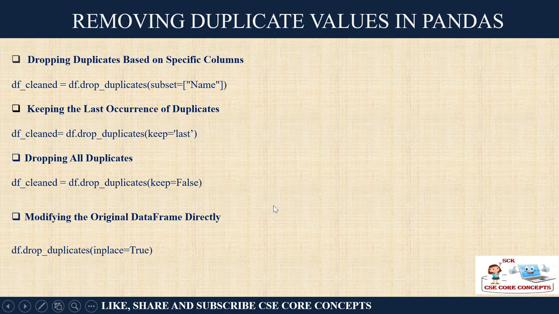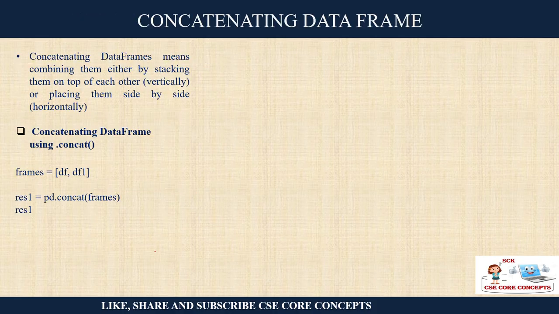Then you can drop duplicates based on a specific column, that is the subset we just saw. Then you can keep the last occurrence of the duplicate. Then keep false, and modifying in place is true. I hope you understood all four arguments.